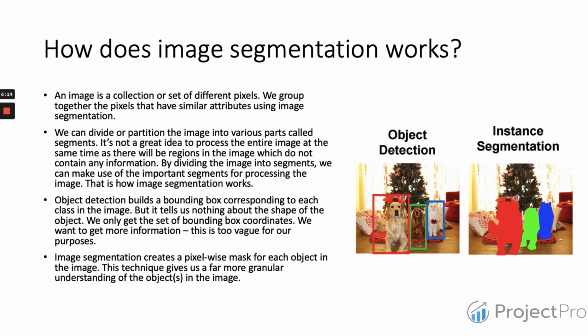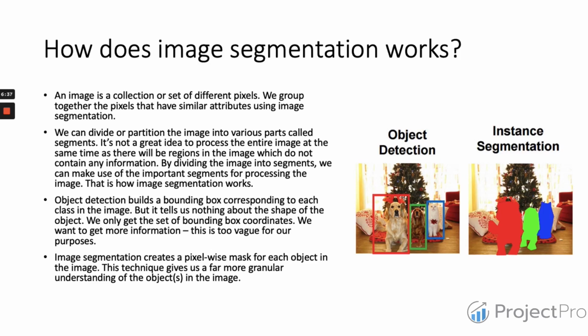We can divide or partition the image into various parts called segments. It is not a great idea to process the entire image at the same time, as there will be regions in the image which do not contain any information. By dividing the image into segments, we can make use of the important segments of the image, and this is how image segmentation works.